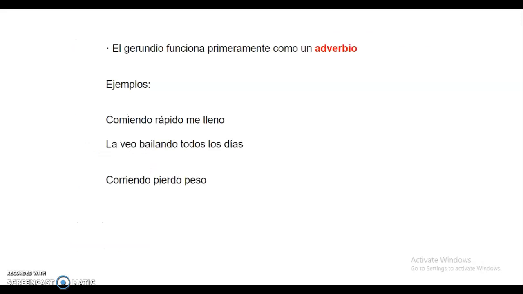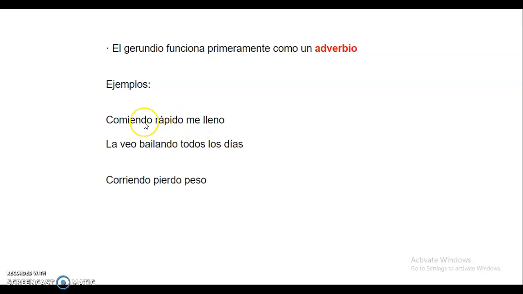Okay. Another thing I wanted to tell you is that the gerund usually works as an adverb, and you do this a lot. We don't really use the gerund a lot when we're talking or when we're writing sentences, but sometimes we use it. Okay, comiendo rápido me lleno. Sometimes you love writing a gerund, like an adverb at the beginning of a sentence. We hardly ever do that. So I just want you to see these examples in context.